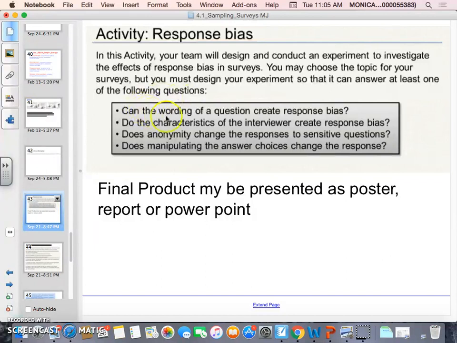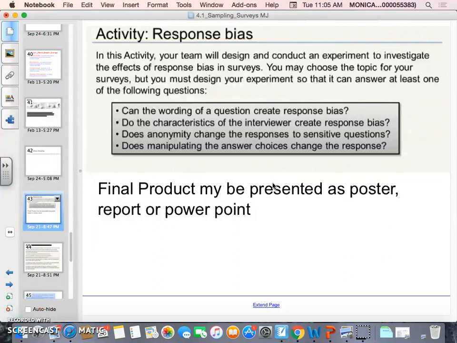We talked about some examples of changing the wording. We talked about an example of the characteristics of the interviewer, wearing makeup versus not wearing makeup. Anonymity. So basically, if you ask somebody, let's say, if y'all aren't supposed to be drinking right now, it's illegal, so if you ask somebody, do you drink alcohol? And they're face-to-face with you, or they have to put their name on the survey and say yes, they drink alcohol, you might get more people lying about that versus saying, don't write your name on the survey.